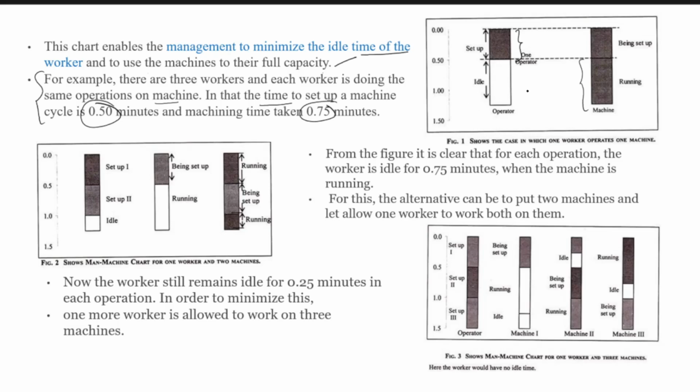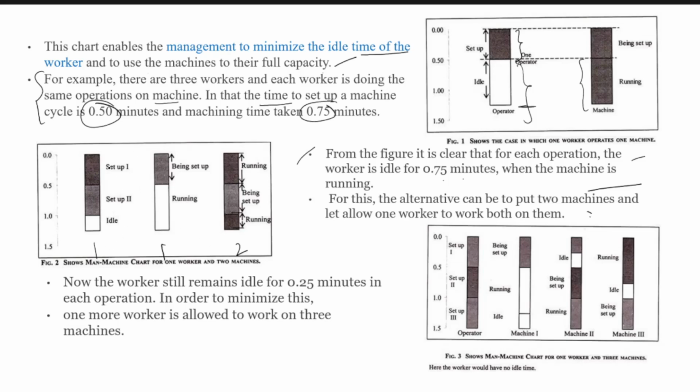Look here, for the 0.75 minutes the worker is idle. From the figure, it is clear that for each operation, the worker is idle for 0.75 minutes when the machine is running. For this, the alternative can be to put two machines and allow one worker to work on them. So now here there are two machines, one and two, and the worker is one.